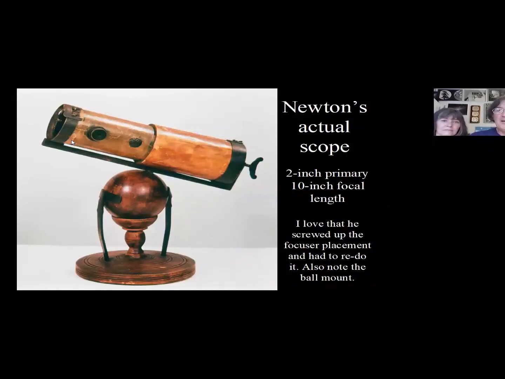And Newton built an actual scope to prove his design out. Now, the interesting thing about this, the thing I love about it, is that it was only a 2-inch diameter primary mirror, so the scope is only 10 inches long, but it was enough to prove the concept, and it worked really well. But what I love about the design here is you can tell he screwed up the placement of the focuser. He had to plug that hole and put the focuser in its proper spot, and it just warms my heart to know that Isaac Newton and I both have the same problem when we build telescopes.